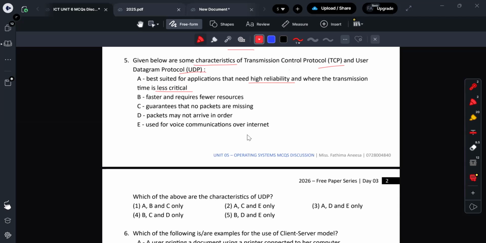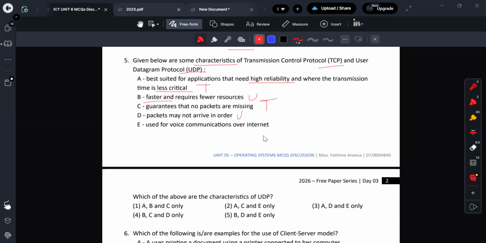So that's why UDP is fast and TCP is highly reliable. And then guarantees that no packets are missing. Again, this is TCP, which uses what? It uses acknowledgement and retransmissions. I hope you know what that means, right? And packets may not arrive in order. We know that this one is UDP because it does not number or reorder packets.